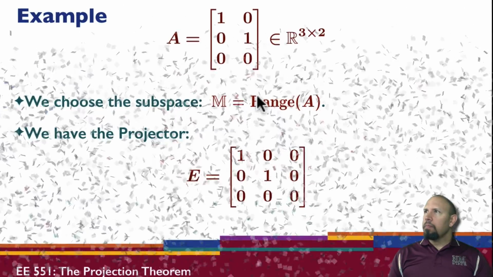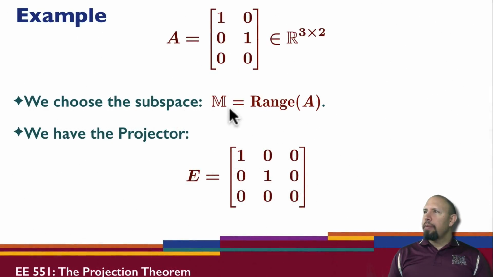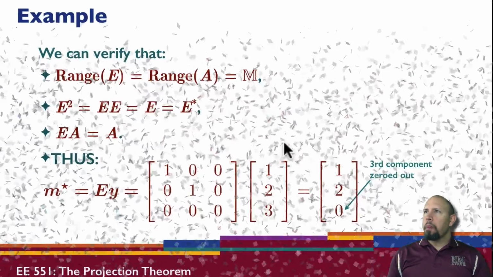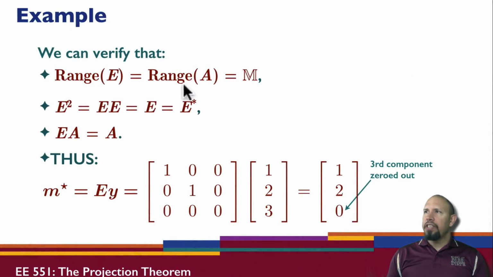All right. So we take this matrix and we choose the subspace to be the range of that matrix, and based on that we have this projector. We can go through and establish how that is obtained. We'll talk about that in a little bit. And again, we can verify that the range of E is equal to the range of A, which is in fact the definition for M. We can go through and show that E squared is equal to E, and it's self-adjoint. We can also show that E times A is equal to A. So all of these can be shown.